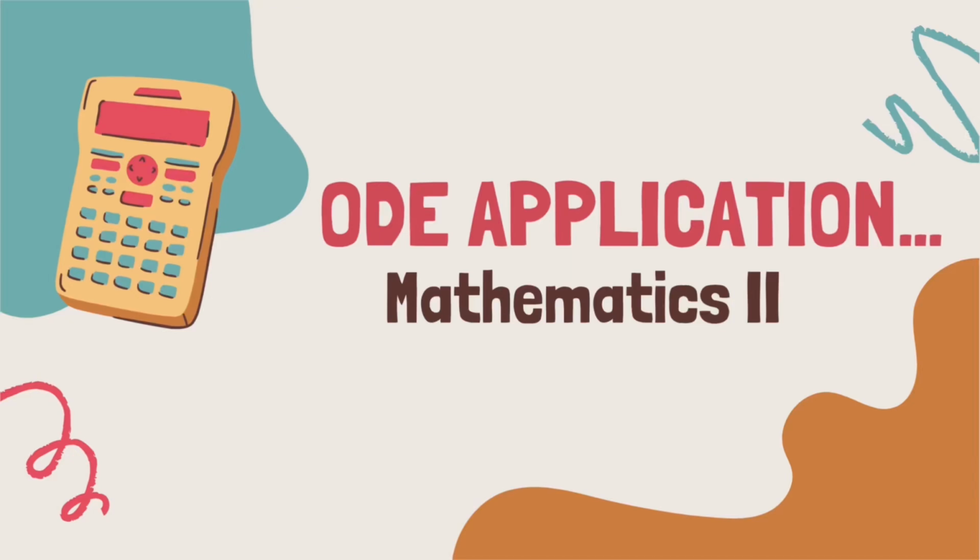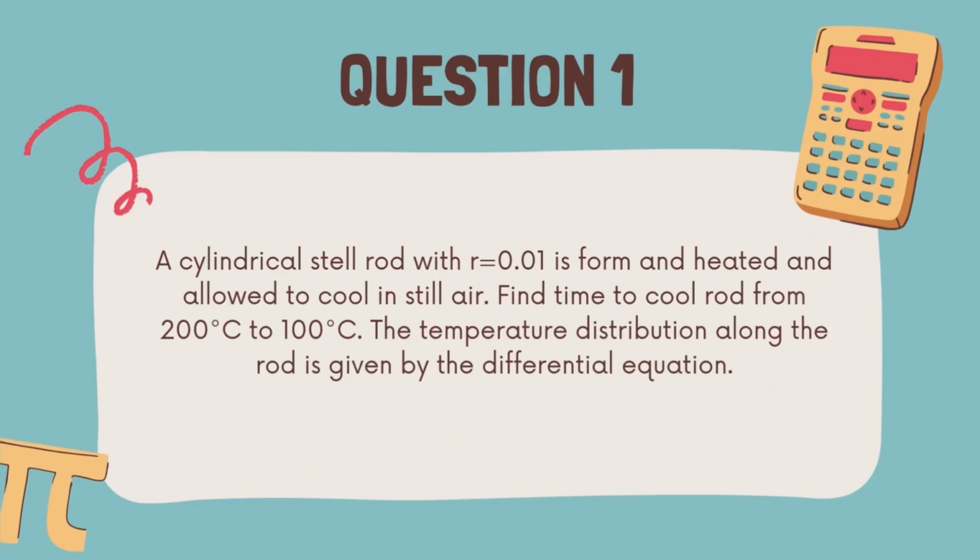Today I would like to give you an example of an application in our daily life. So this is the first question: a cylindrical steel rod with R equals 0.01 is formed, heated, and allowed to cool in still air. Find the time to cool the rod from 200 degrees Celsius to 100 degrees Celsius. The temperature distribution along the rod is given by the differential equation.